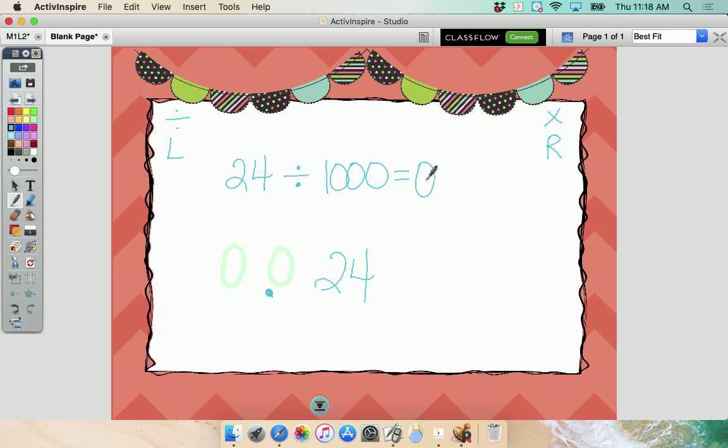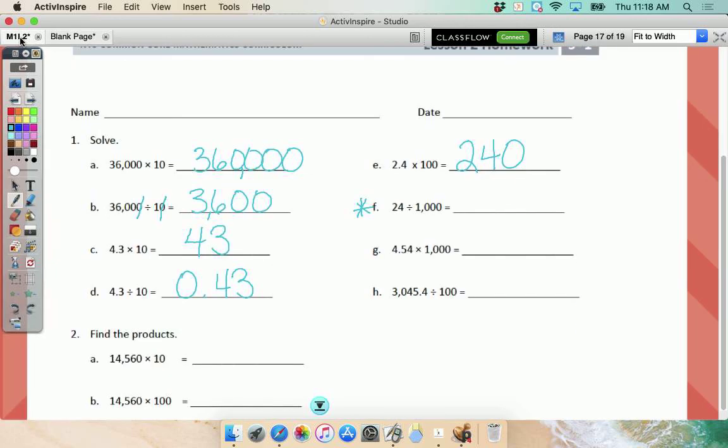So 0.024. Any ideas how to say that? 2,400. You're close. 24 thousandths. Very good. Okay. So on my paper, I'm going to write 24 thousandths. Now these next two, I'm going to have you try on your own and you're going to check with me. So I'll get you started.